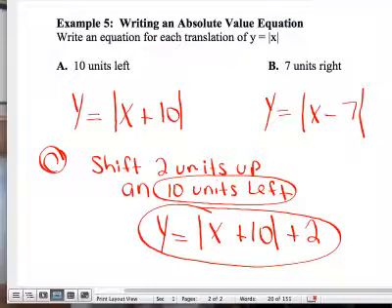All right, your assignment is on page 361 to 362, 1 through 27 all.